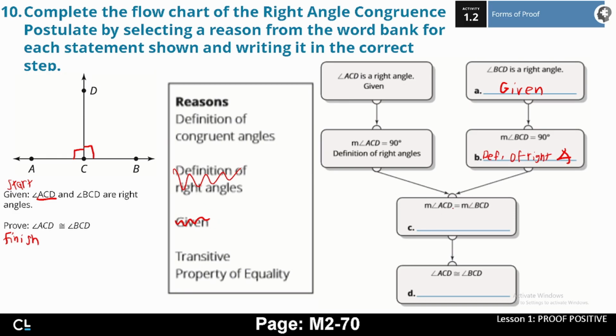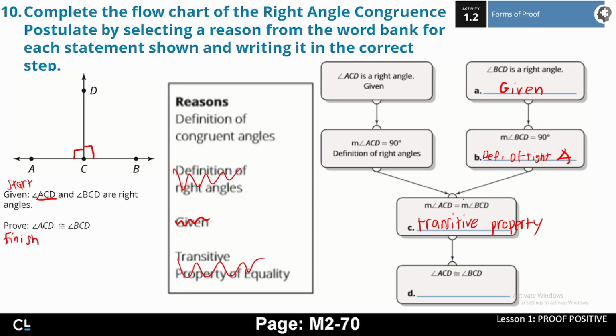Now we say that they're equal to one another. Well, why are they equal? What are we saying is equal? We could say that the measure of angle ACD is equal to the measure of angle BCD. And why are they equal? Because they're both equal to 90, right? They're both equal to 90. So this is our transitive property. That's our transitive property right there.